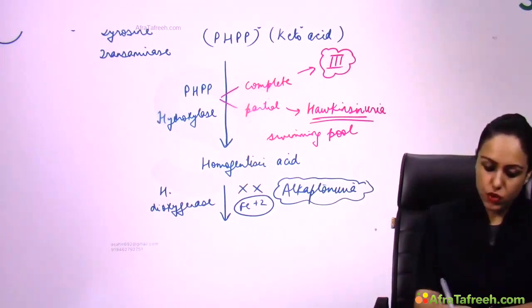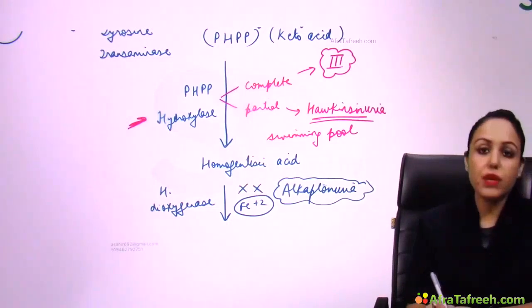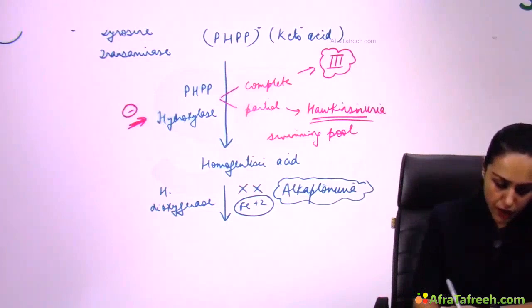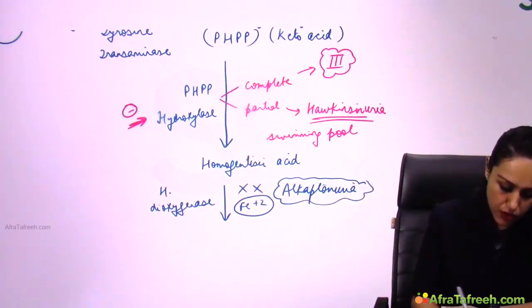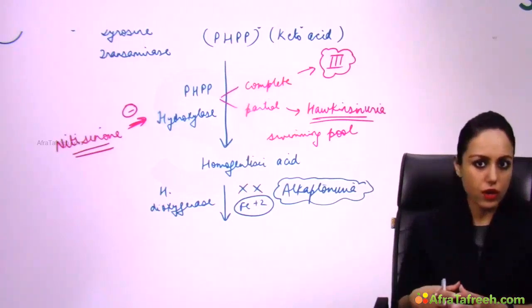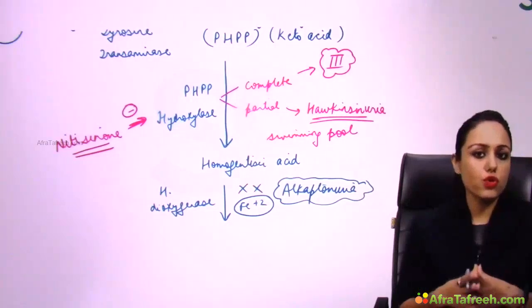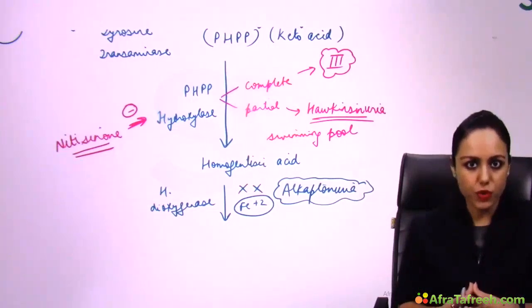There is a drug used in the treatment of alkaptonuria, which inhibits the enzyme PHPP hydroxylase, and that drug is nitisinone. Nitisinone is inhibiting this enzyme, so homogentisic acid will not accumulate in these patients of alkaptonuria. So nitisinone is used as a drug in the treatment of alkaptonuria, right? So let's continue the pathway.